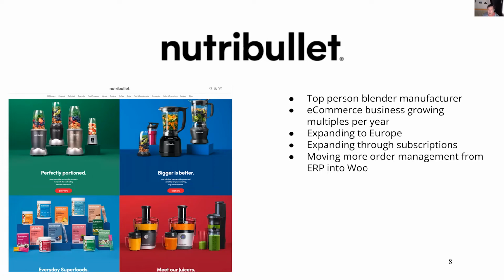The one thing that I find really interesting about this company is they have an ERP system. They use NetSuite, and they're looking to move a lot of the NetSuite capabilities like inventory management and shipping into Woo, because they just find it so much easier to have everything in a consolidated e-commerce system. So we're kind of supporting them through that journey. Okay.